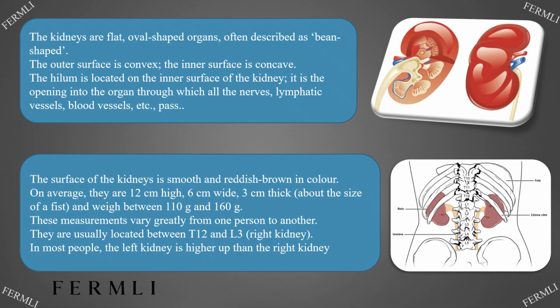The surface of the kidneys is smooth and reddish-brown in color. On average, they are 12 centimeters high, 6 centimeters wide, 3 centimeters thick, about the size of a fist, and weigh between 110 g and 160 g. These measurements vary greatly from one person to another. They are usually located between T12 and L3. In most people, the left kidney is higher up than the right kidney.